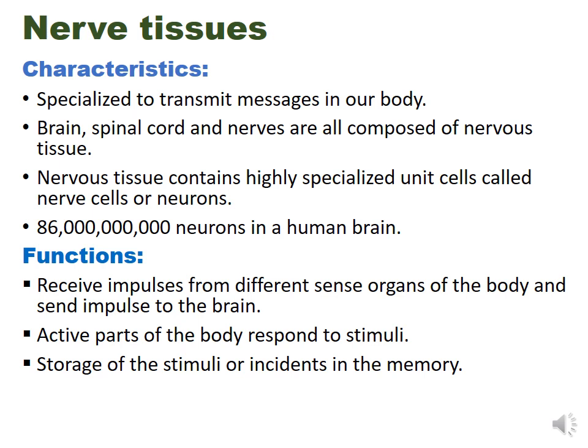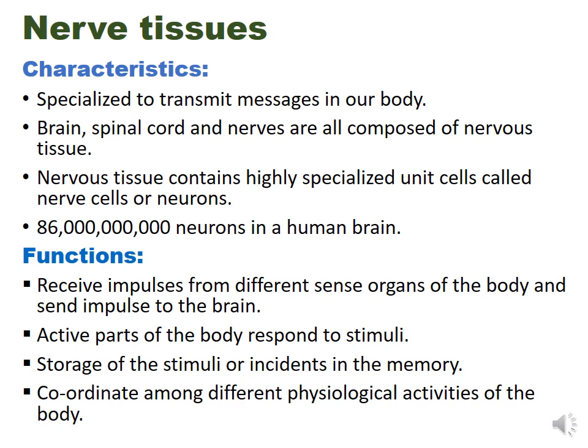Another function of this nerve tissue is storage of stimuli or incidents in memory. Actually, these characteristics make humans unique and superior to all other animals. And another function is to coordinate among different physiological activities of the body. It coordinates among all organs, like it regulates our respiration rate, heartbeat rate, all things in our body.